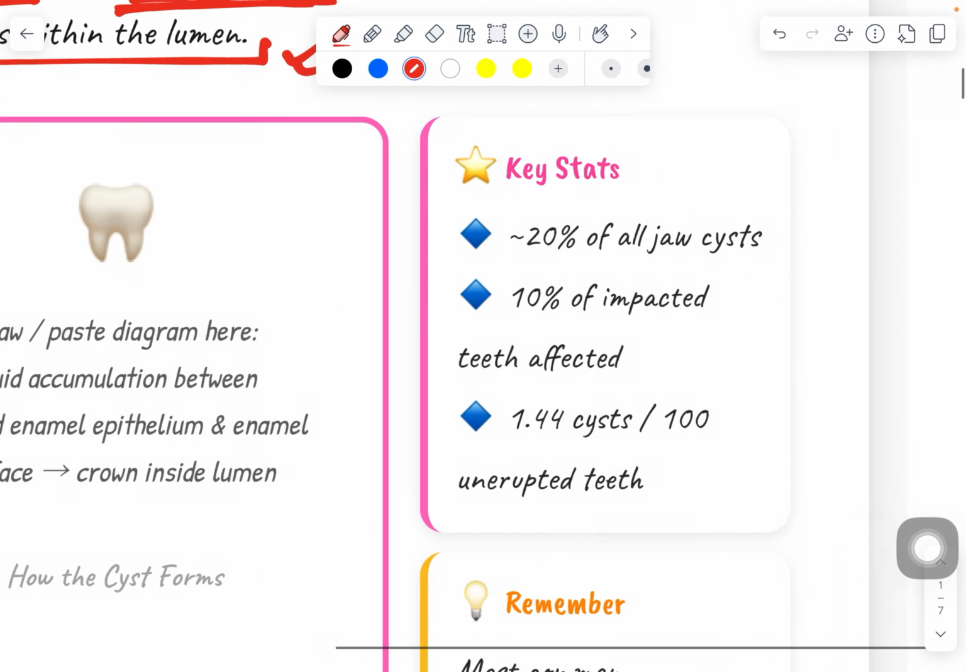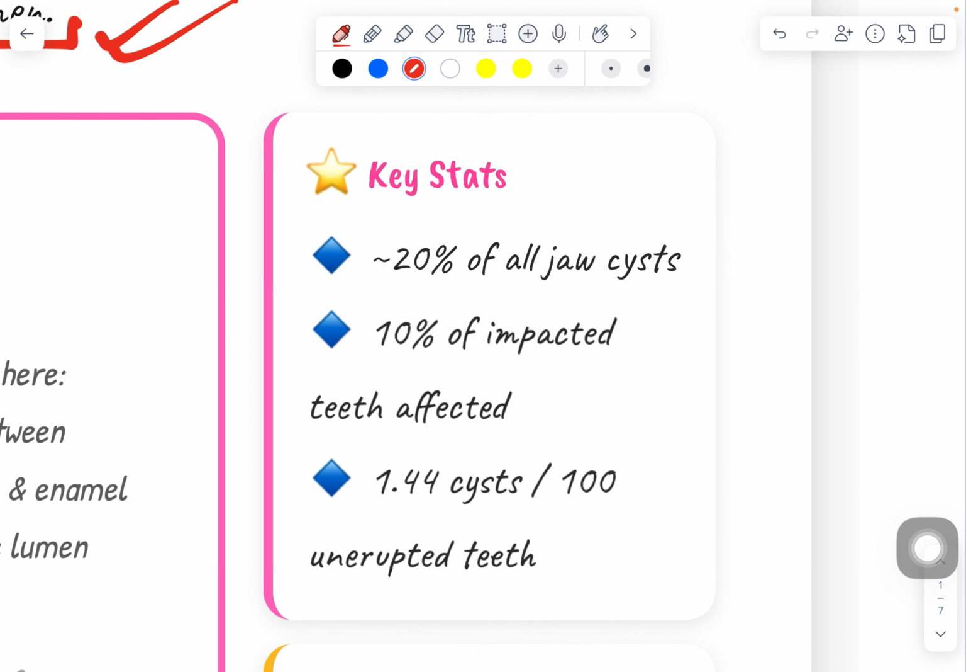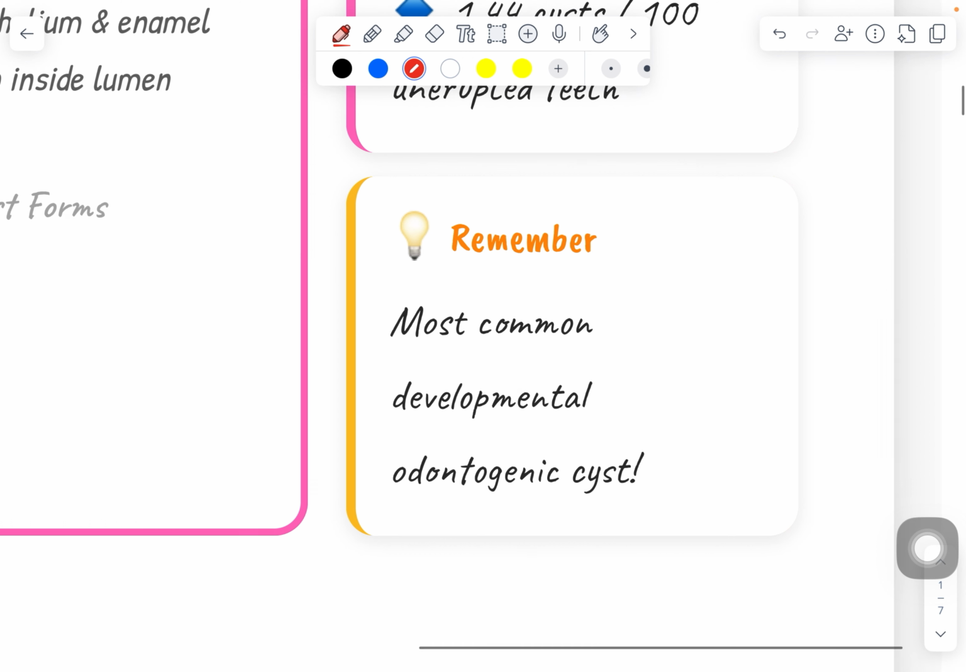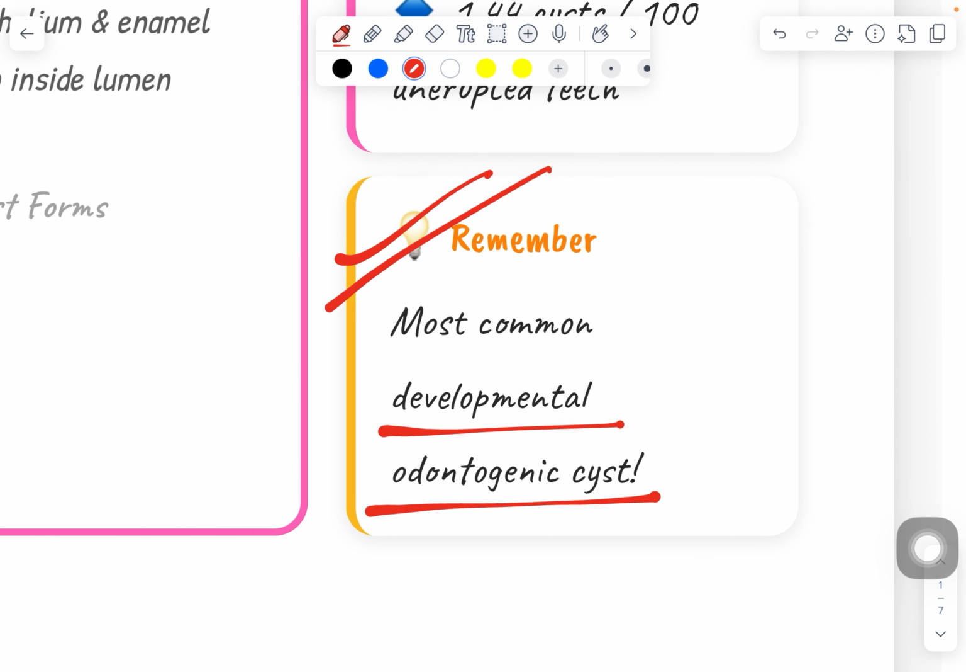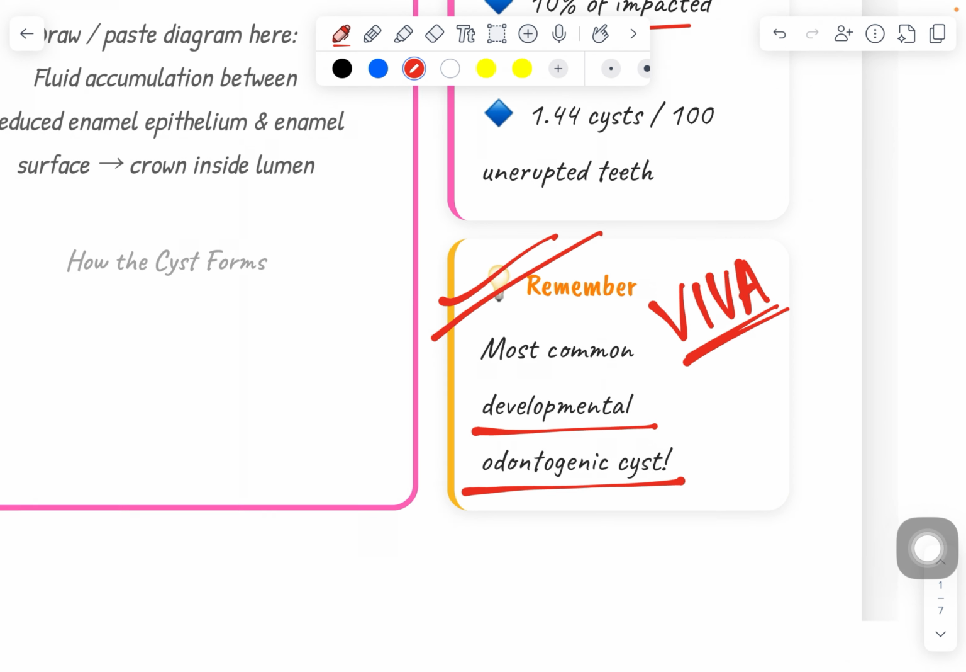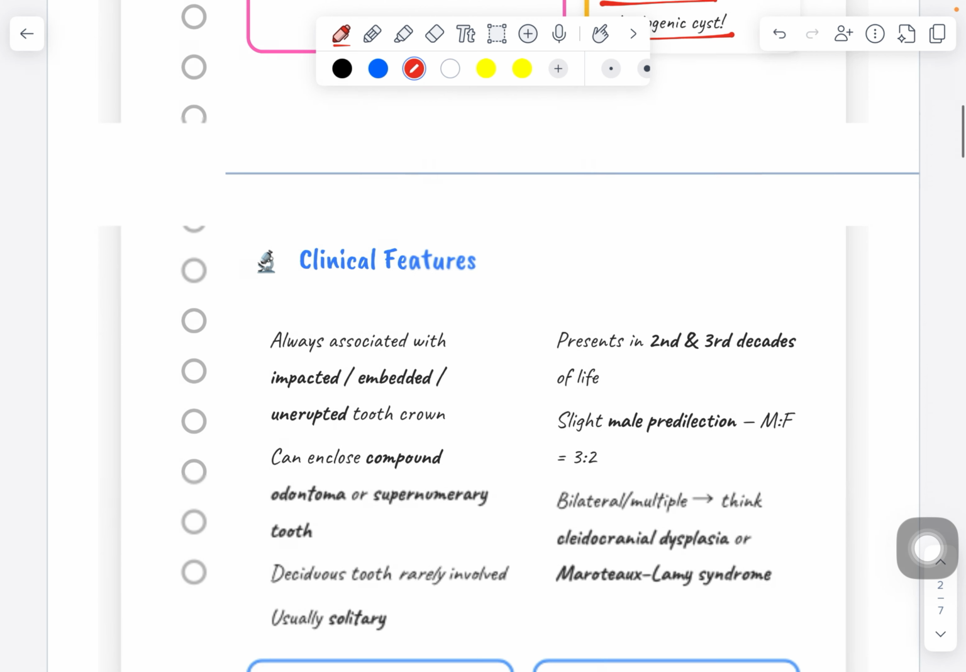Let's move forward. Basically, it is 20% of all the jaw cysts and 10% of the impacted teeth. Most of the teeth are impacted. So, it is the most common developmental odontogenic cyst. A very important viva question. That is, it's the most common developmental odontogenic cyst.